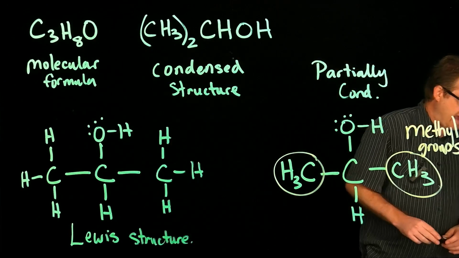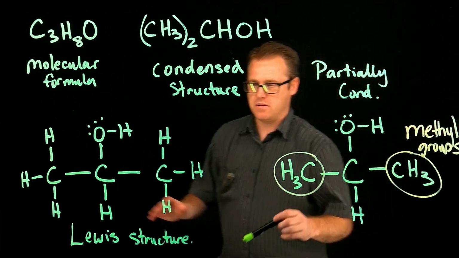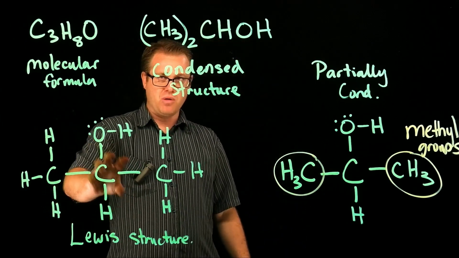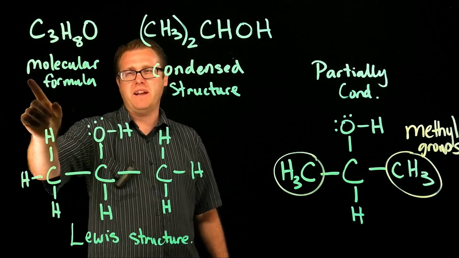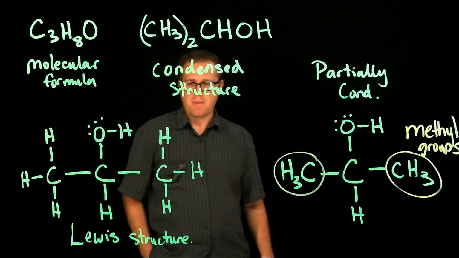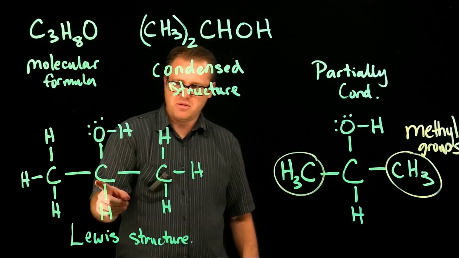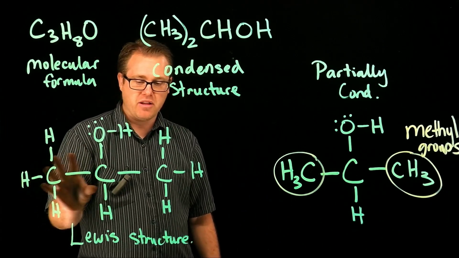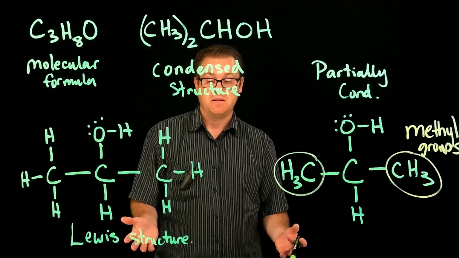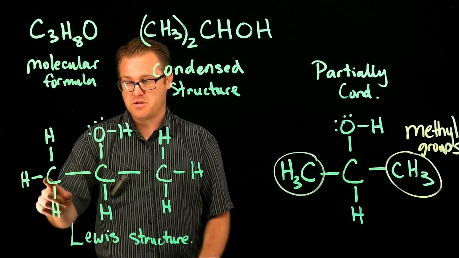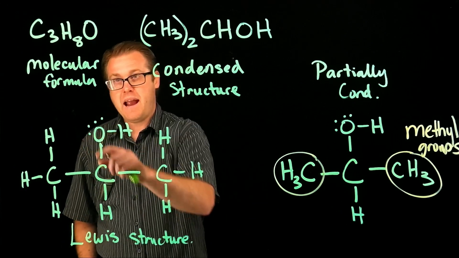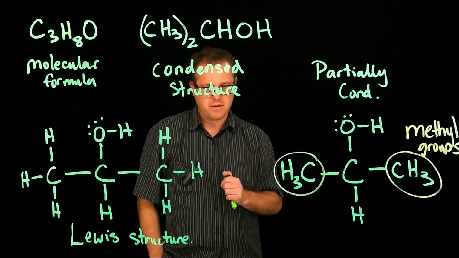So when you take a look at these structures here, you can see that the Lewis structure gives us the most information. The molecular formula gives us the least amount of information. When you take molecules, however, and draw them out using the Lewis structure, it takes a lot of time, because you're drawing all the bonds, all the atoms, all the lone pairs. Just a lot of work.